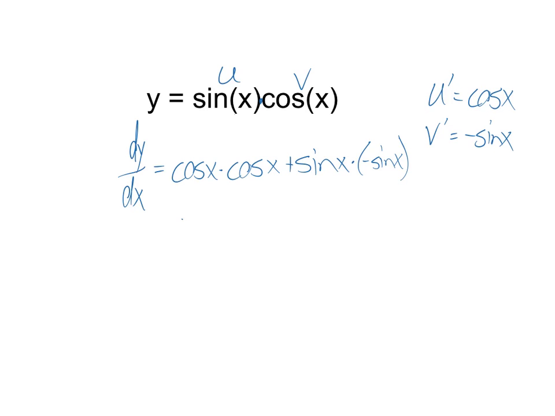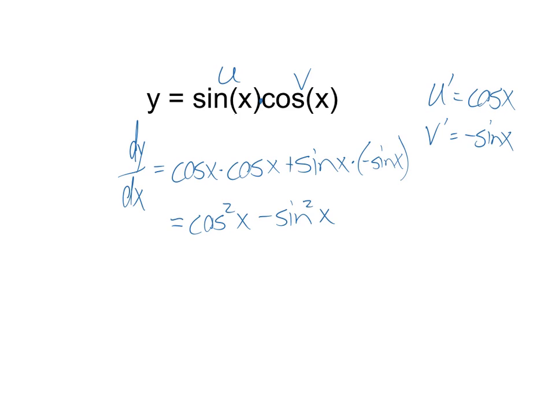So this would simplify down to cosine squared x minus sine squared x. Will it simplify? Wait, never mind. It would be 1 if it were plus, not negative. Cosine squared, 1 minus sine squared.